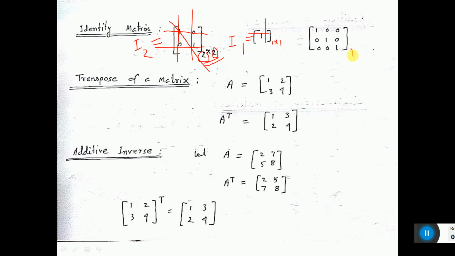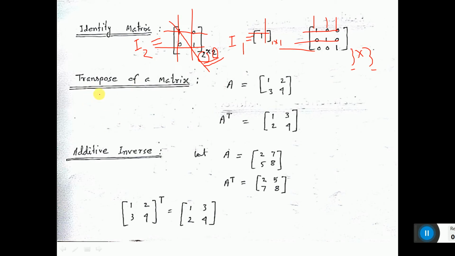And this is the identity matrix of order 3, that is 3 cross 3. How many rows? 1, 2, 3. How many columns? 1, 2, 3. So there are 3 columns, 3 rows. So rows, columns, 3 cross 3, that is the identity matrix of order 3.